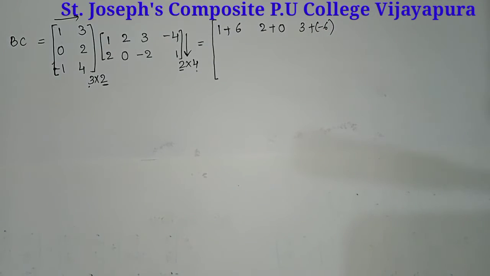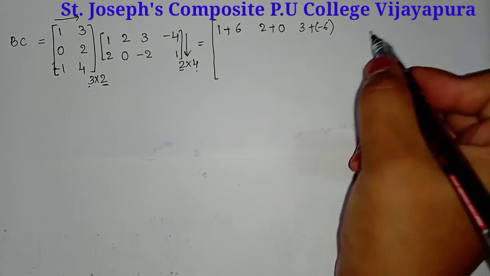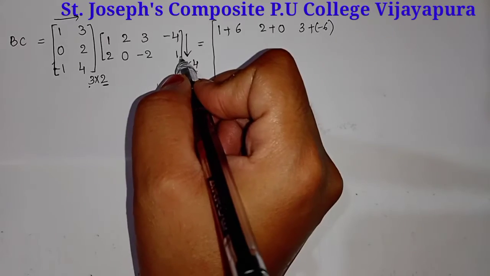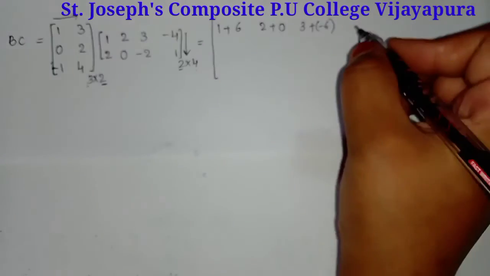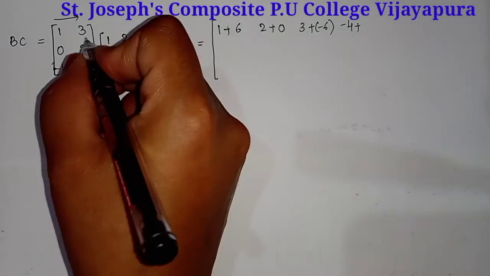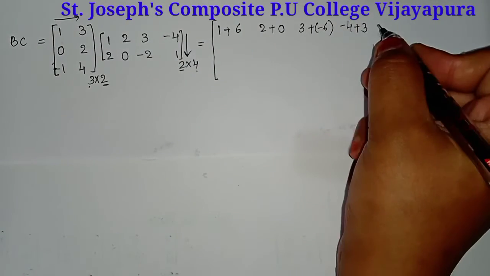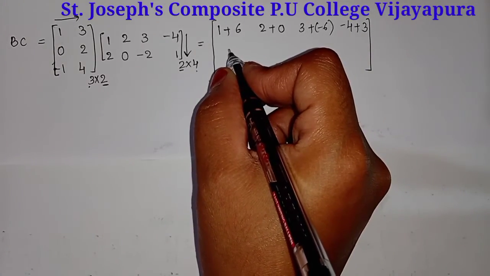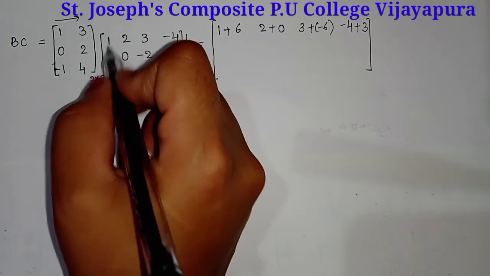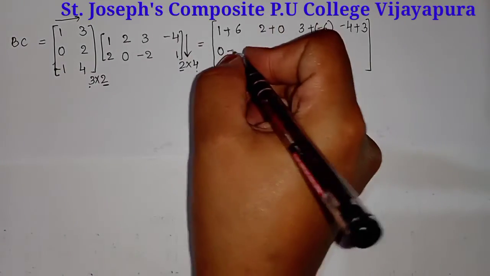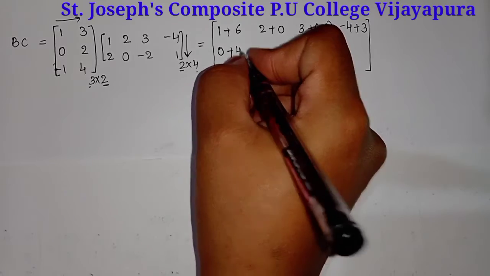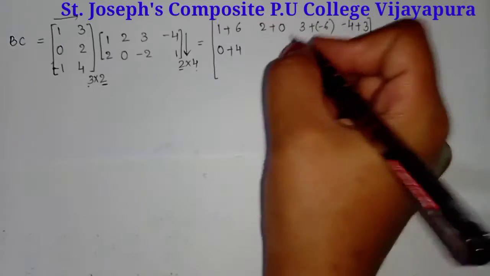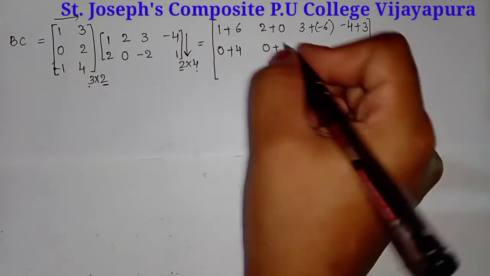Our next element will be A14, which means first row, fourth column. First row from this matrix and fourth column from this matrix. 1 into minus 4 is minus 4 plus 3 into 1 is 3. Our next element will be A21. Second row, first column. 0 into 1 is 0 plus 2 into 2 is 4. Next will be A22. Second row, second column. 0 into 2 is 0 plus 2 into 0 is 0.